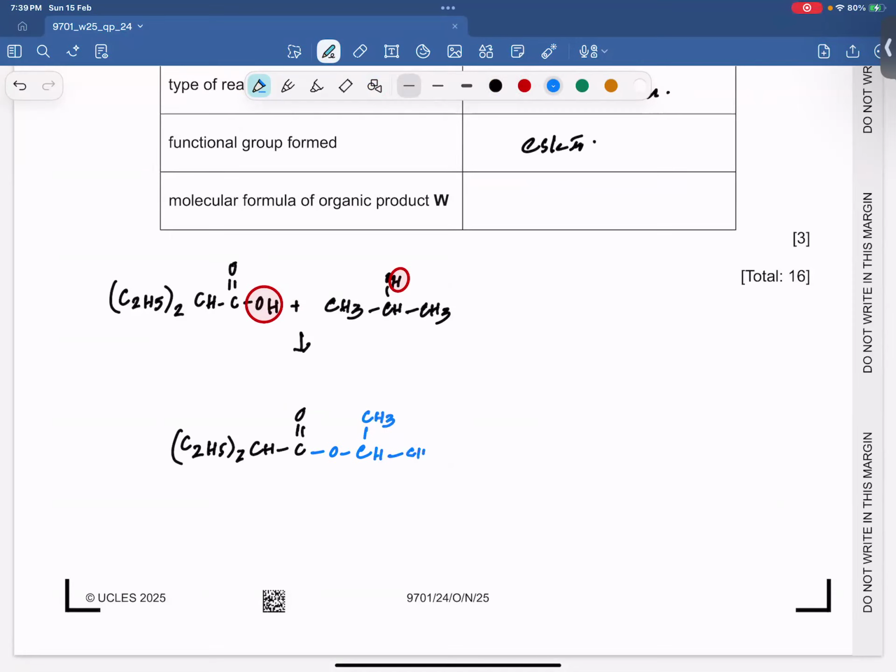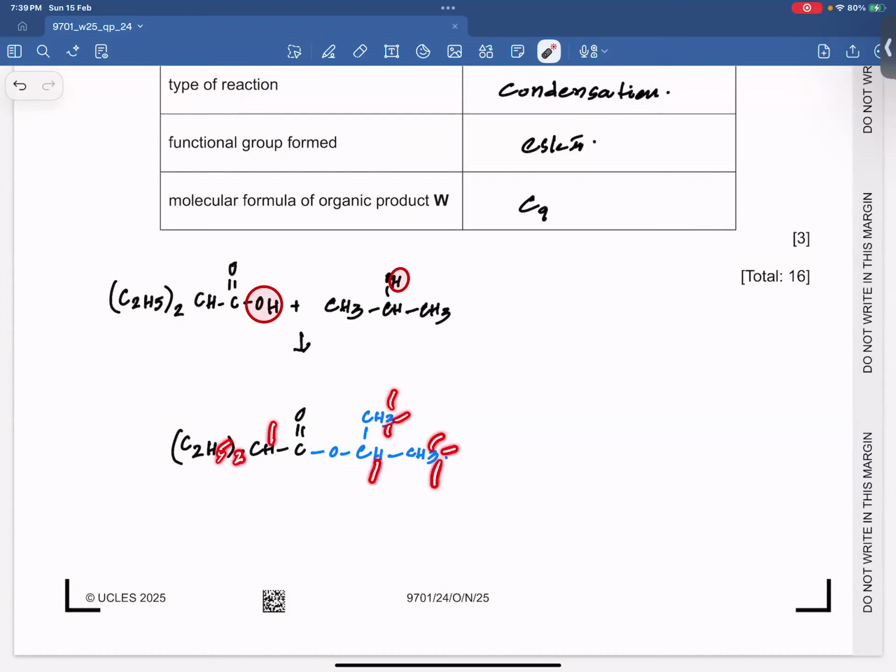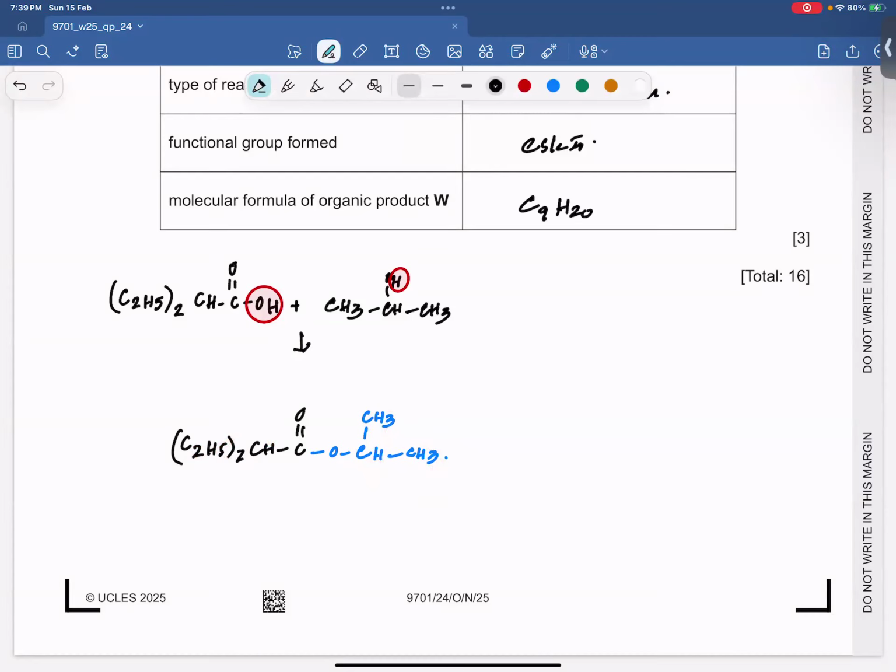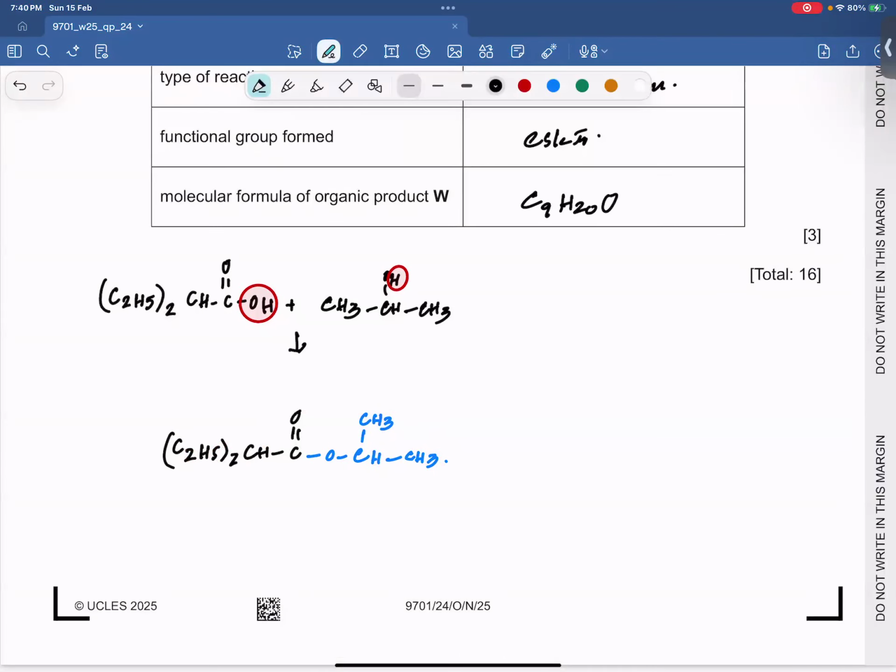Okay, there's the structure of the ester. Take out the carbon atoms. How many carbon atoms? 2 times 2, 4 carbon atoms. 5, 6, 7, 8, 9 carbon atoms. Okay. Take out the total number of hydrogen atoms. 5 times 2, 10, 10 plus 1, 13, 14, 15, 16, 17, 18, 19, 20. We have 20 hydrogen atoms. And how many oxygen atoms? 1 and 2. So that's the molecular formula of an ester.